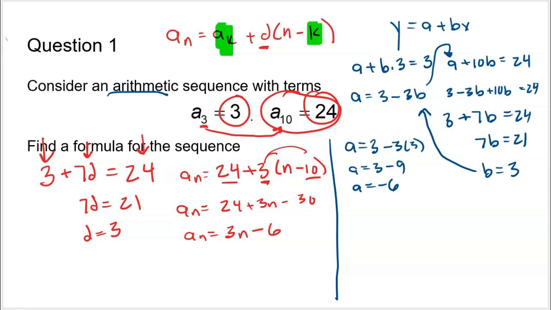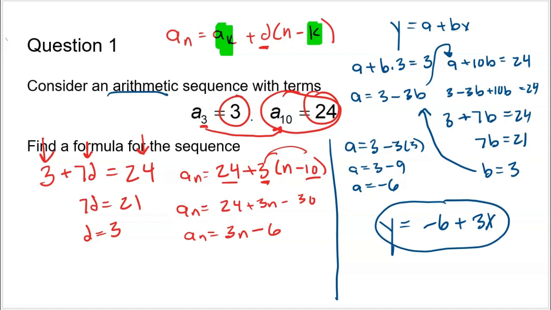So now when I go back to my original equation, I'm going to substitute in a, negative 6, plus 3 for b, and I have my linear equation, which just so happens to be the arithmetic equation as well. And you'll notice there's no difference other than just using x instead of n. So 2 different ways to solve that one.